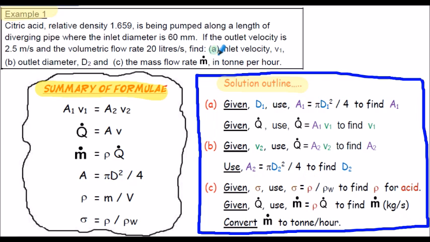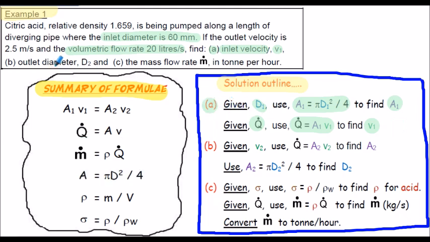So for part A we have to calculate the inlet velocity labelled V1. In the question we're given the inlet diameter 60 millimeters, so we have D1, and using this equation from our summary we can calculate the value of A1, A1 being the area at the inlet of the pipe. As we're given in the question the volumetric flow rate Q dot, actually stated here in terms of litres per second, we can use this equation from our summary to find V1 by simple rearrangement. So that's the solution for part A.